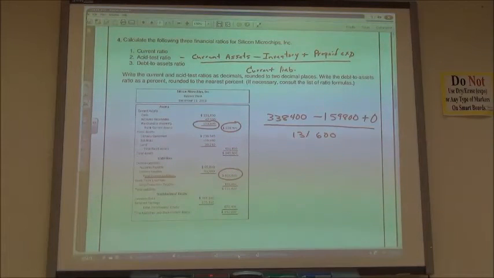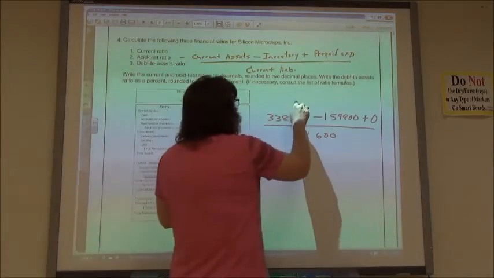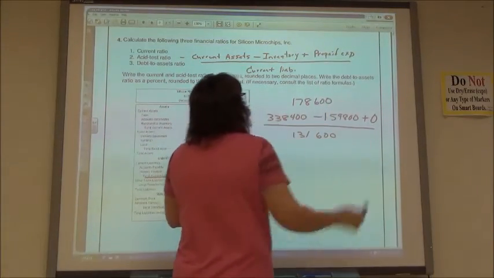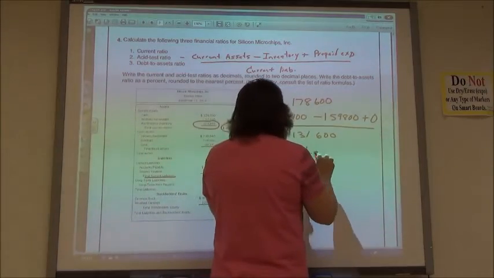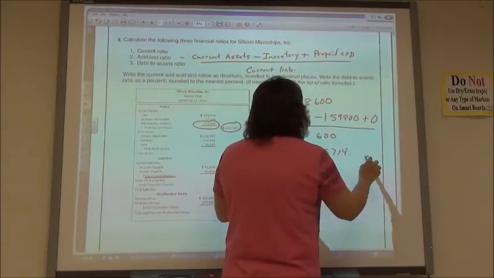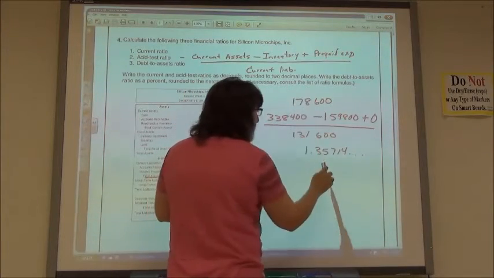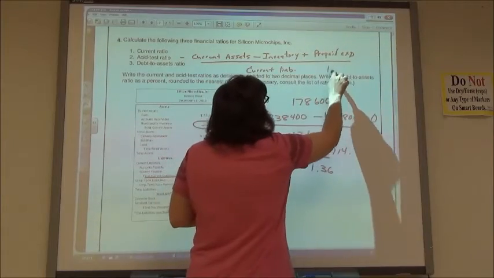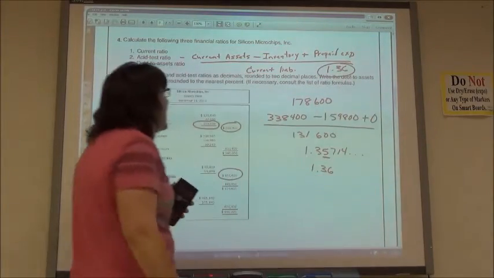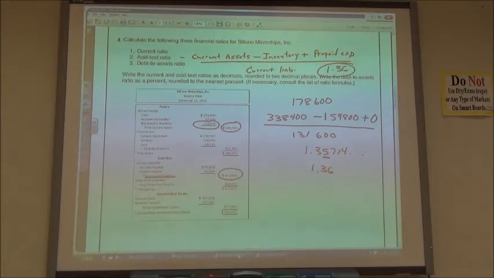So we have to calculate the top number first. 338,400 minus 159,800 plus 0 is 178,600. We're then going to take that 178,600 and divide it by our 131,600, and we get 1.35714, and so forth. We're rounding to 2 decimal places. Since there's a 7 behind there, we have to round it up to 1.36. So our second answer there should be 1.36.